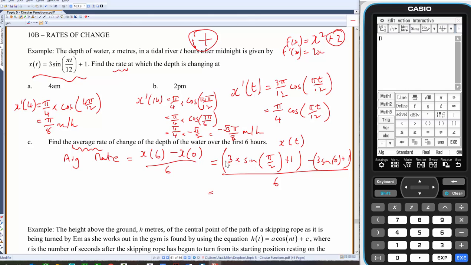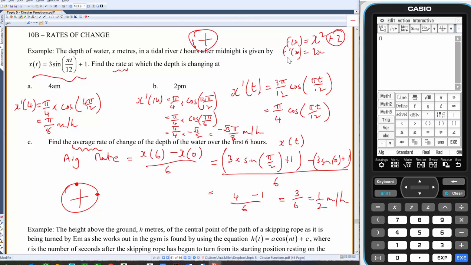All right, now this one here, so the sine of pi on 2 is here. That's going to be 1. So that's 4. Take away sine of 0 is 0. 0 plus 1 is 1. So that's going to be 3 over 6, which is half a meter per hour. So the average rate of change over the first 6 hours is a half a meter per hour.